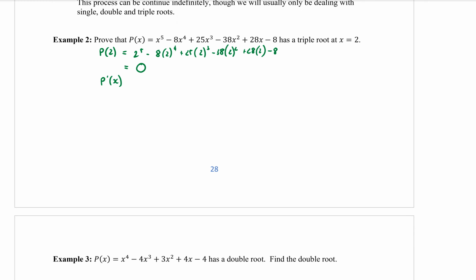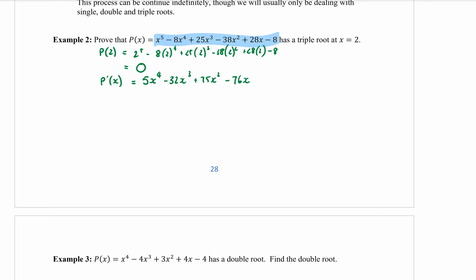So the first derivative of my polynomial, this polynomial here, we take that first term, we bring the power down to the front. So 5x, subtract 1 from the power is 4. Then we do the next term, we do 4 times negative 8, so that's minus 32x to the power of 3. Do the next term, 3 times 25 is 75x squared. Then we do 38 times 2 is minus 76x to the power of 1.